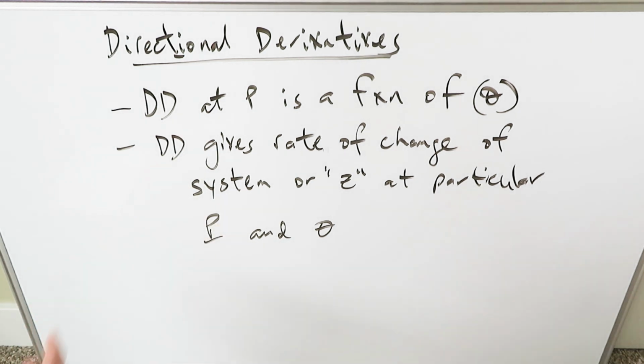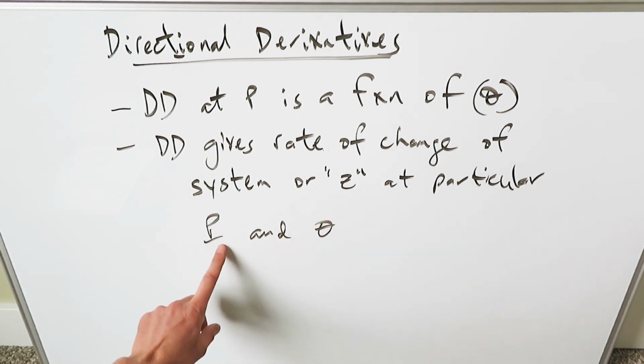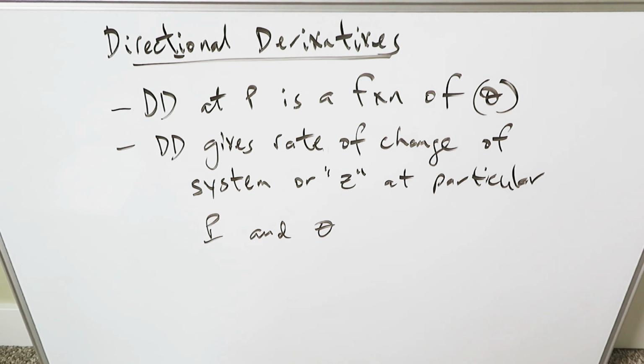Look here at this point too. Directional derivative gives the rate of change of a particular system or z. I'll talk about the z momentarily. At a particular point and in a particular direction.